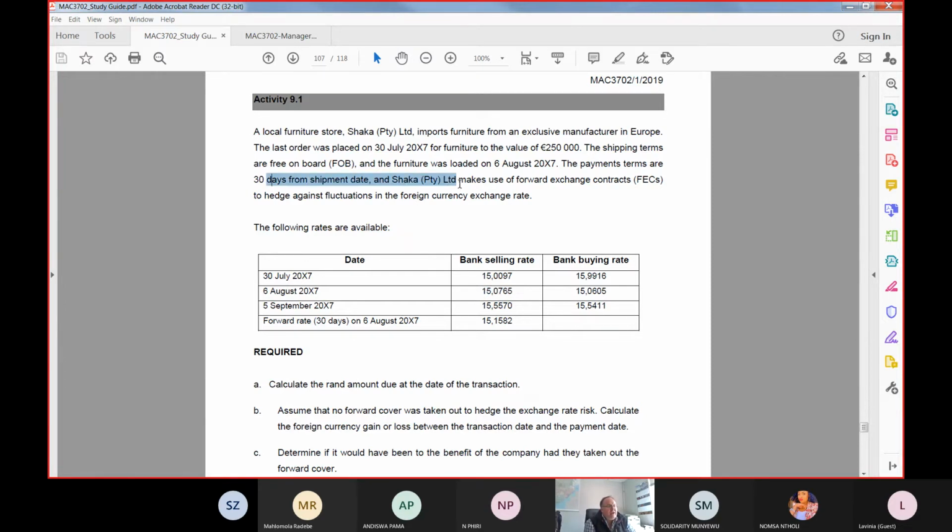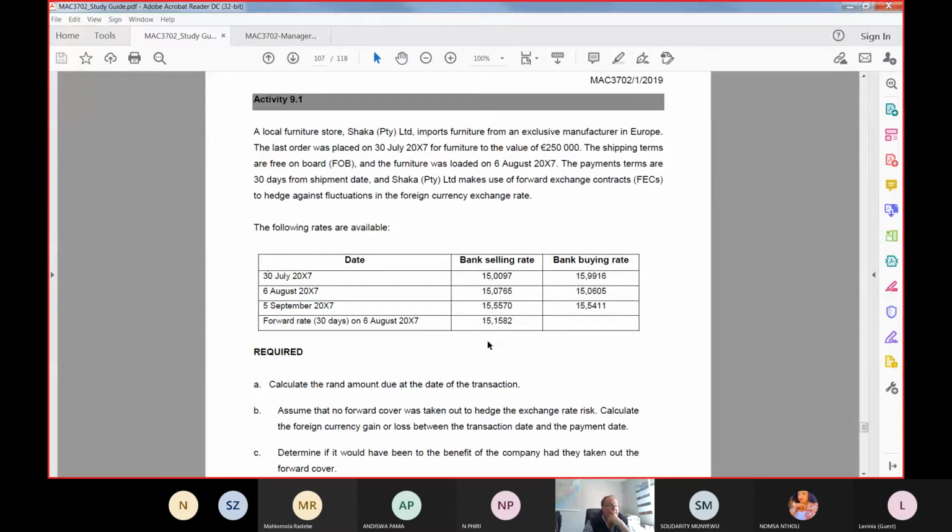30 days. So Chaka makes use of FECs, hedging against the fluctuation. Bear in mind, he's getting paid 30 days later. So from the date they place the order, an FEC is taken. They place the order at 15.0097 and are paid 30 days after the date of arrival, after FOB. So on the 5th of September will be paid.